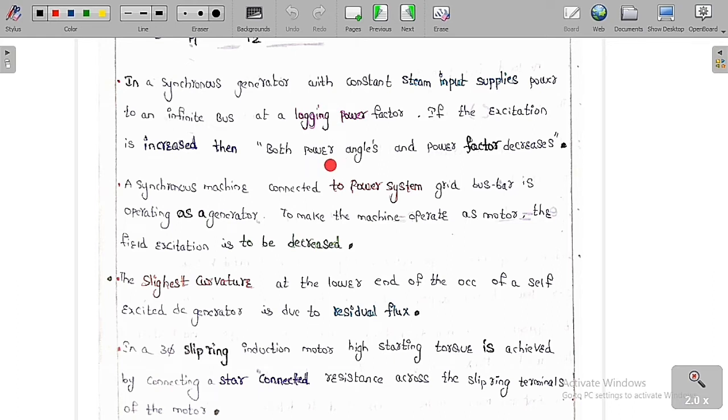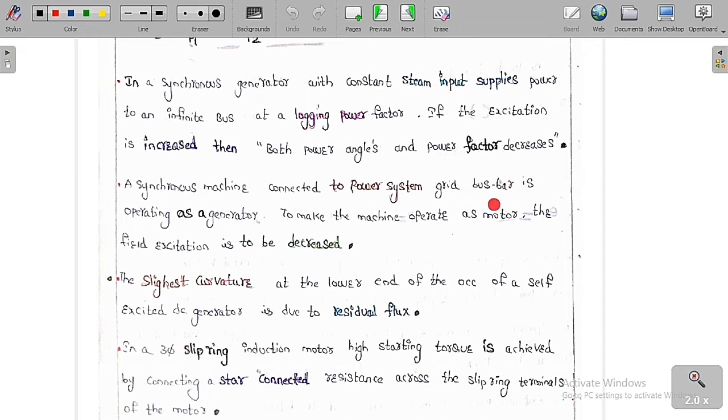Here power angle is also called the torque angle or delta angle. It is the angle between Ef and V. So it will decrease and theta will increase, so power factor decreases. Finally, whenever the excitation is increased, the delta value decreases, so the power angle decreases and the theta value increases. Theta value increases means the power factor decreases and the current Ia will increase. Always Ef into sin delta is constant and Ia into cos theta is constant.